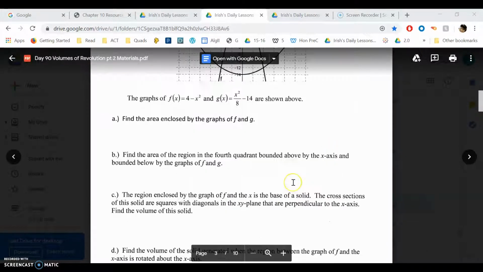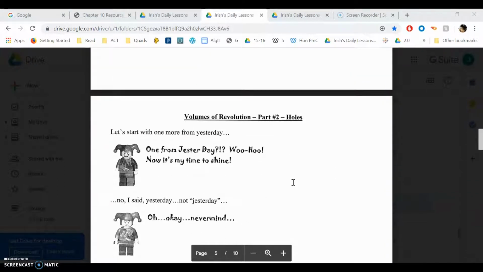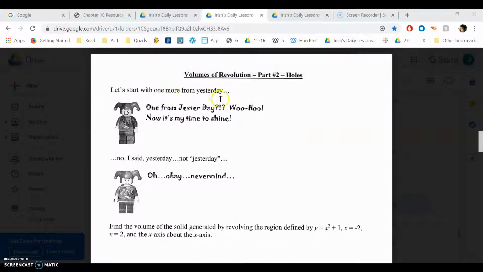All right? Now, here is the first part of the lesson today. We're going to do the first part today and then the next part tomorrow. Okay? So volumes of revolution part 2, holes. Let's start with one more from yesterday.